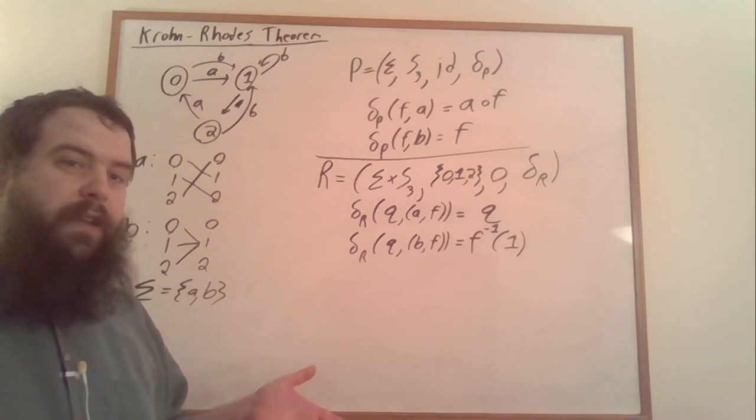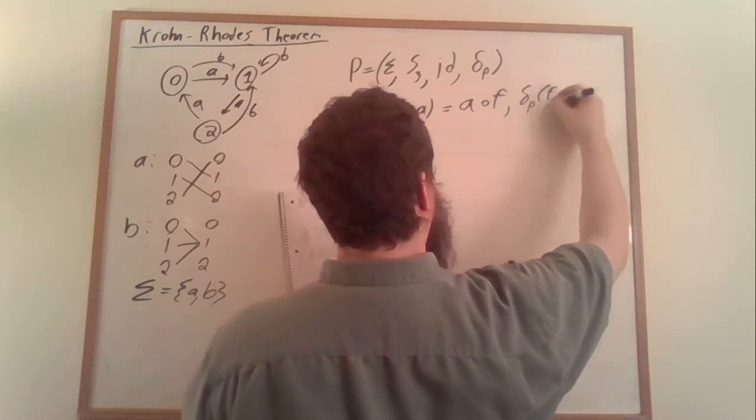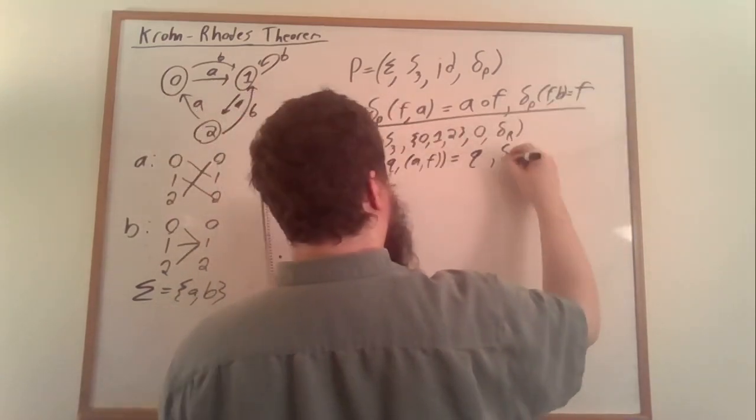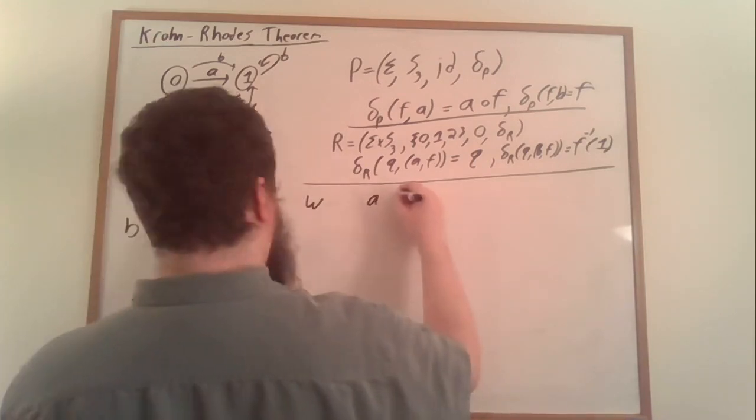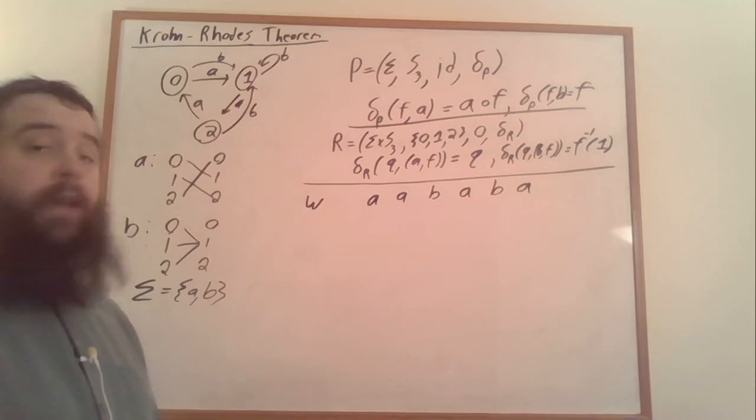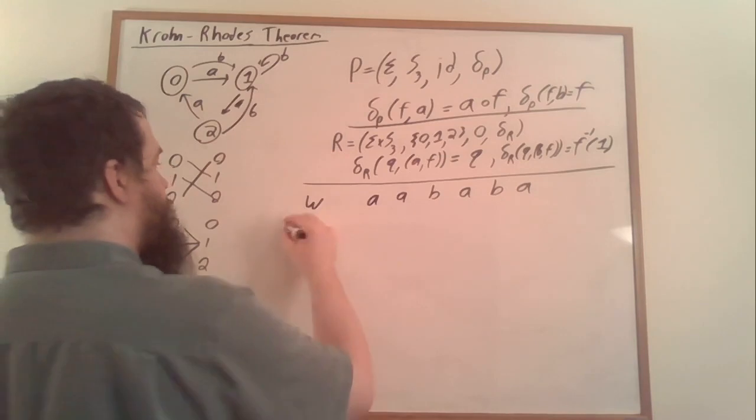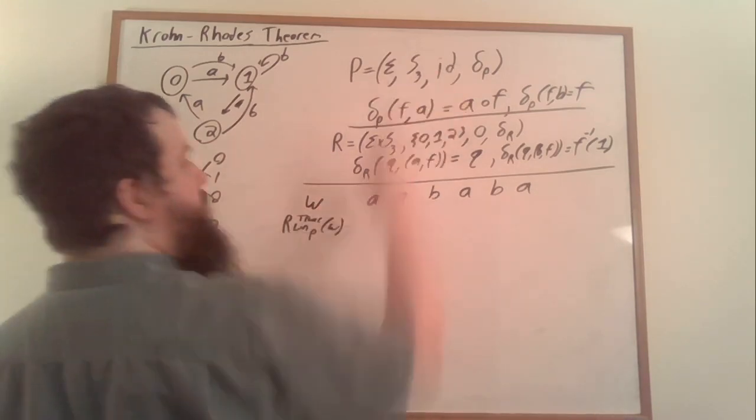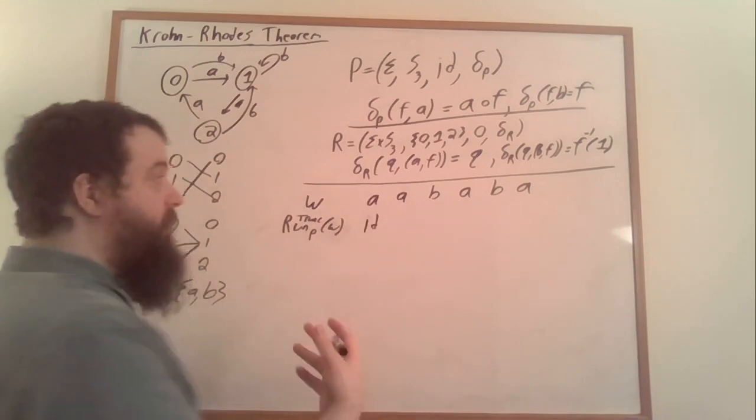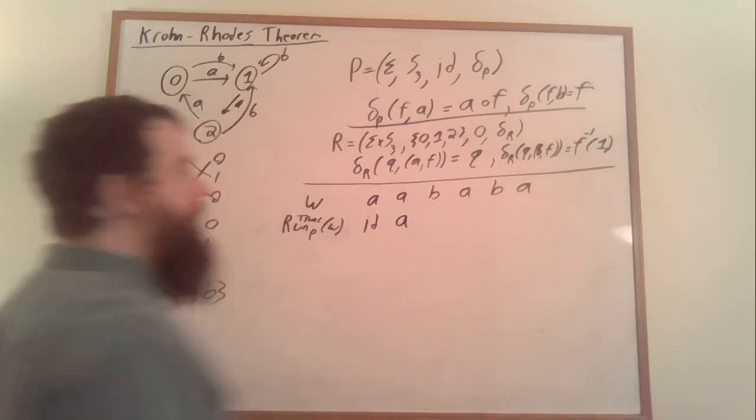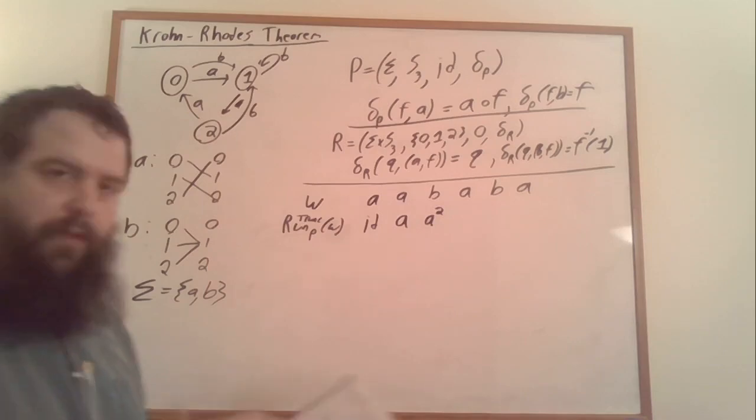So perhaps that's a little bit confusing, but let's see it in action, and hopefully this will make sense. So suppose this automaton reads in the word AABABA. Let's first take a look at the truncated run map for P. We start off in the start state, the identity. We read in an A, so we apply the function A to the identity. That'll just give us the function A. We apply the function A again to get A squared, right? Just to apply A twice.